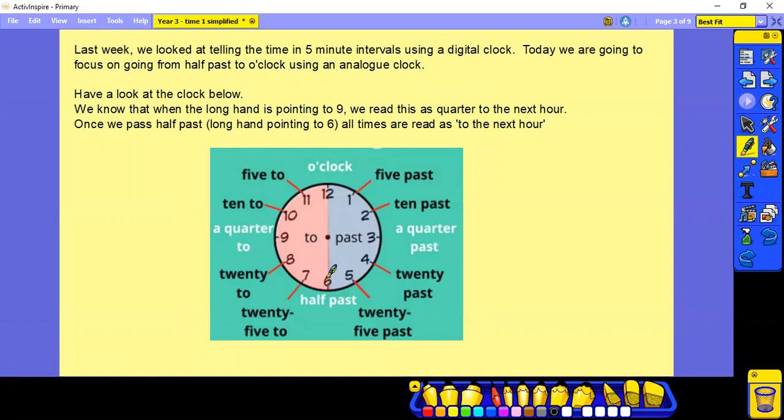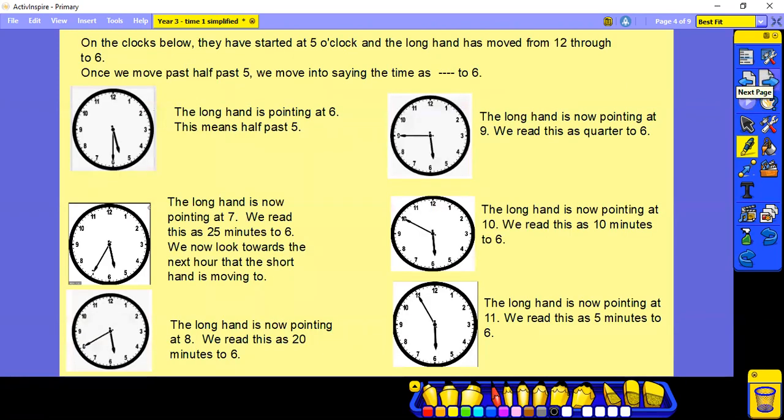Once we pass past, and that's the long hand pointing to the 6, all times are read as to the next hour. So this is called past, this is called to. So we have here 25 to, 20 to, quarter to, 10 to, and 5 to, and we look towards the next hour.